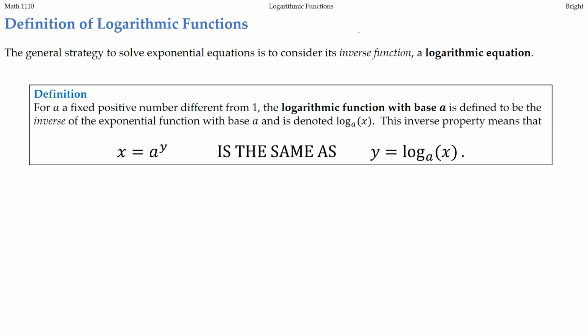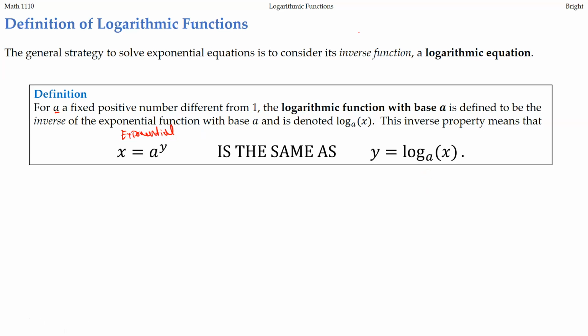So we have a is a fixed positive number. Some books use B, I use A, tomato, tomato. So it's a positive number different from 1. Okay, and so then we say the log function with base a is defined as the inverse of the exponential. This is the big thing. If we have something like x is equal to a to the y, that would be our exponential, right? When we write that, that is actually the same as y is equal to log base a of x.